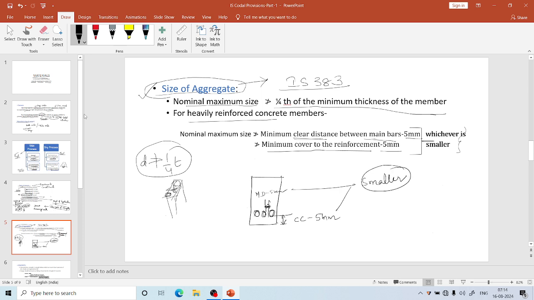Suppose the minimum clear distance is 20 mm, then 20 minus 5 is 15 mm, and if the clear cover is 40 mm, then 40 minus 5 is 35 mm.